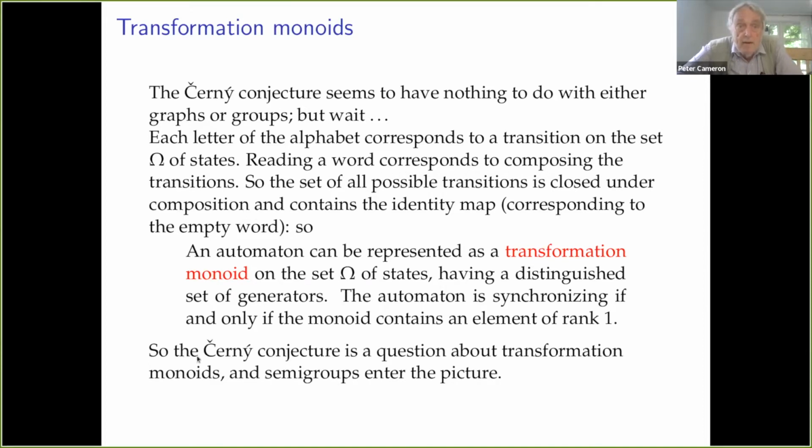So you can reformulate the Cerny conjecture. It's a question about transformation monoids, and we don't have to mention automata at all. The question would say, suppose you have a transformation monoid on a set of size n, and you're given a set of generators for it, and suppose that you know that there is an element of rank 1, that is, that maps everything down to a single point, then in the worst case, how long could that element of rank 1 be as a word in your given generators? So it's an algebraic question about transformation monoids.